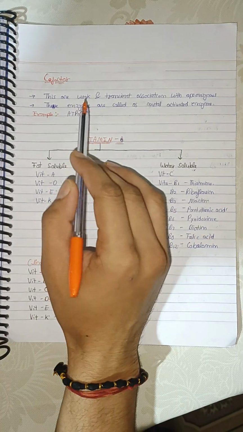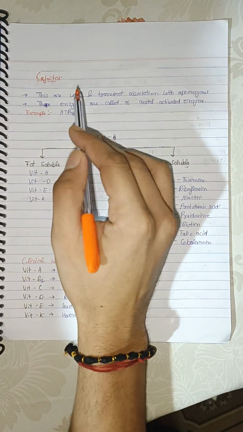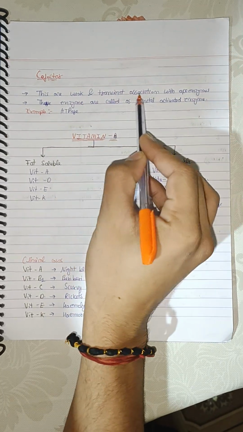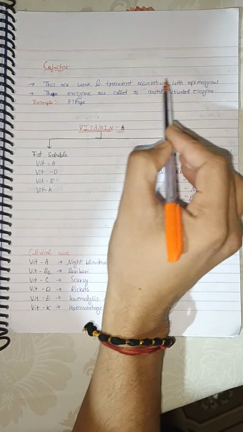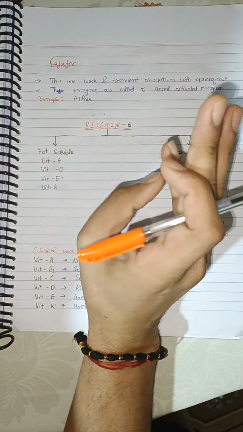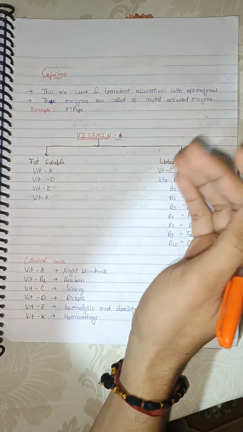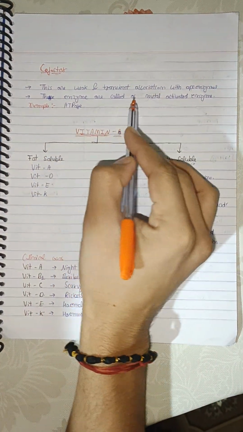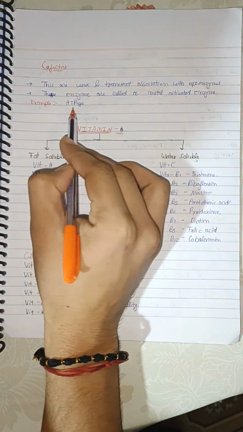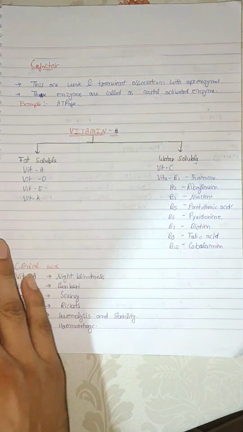So the next topic is cofactor. What is a cofactor? It is a weak and transient association with apoenzymes. Apoenzymes are divided into prosthetic groups and coenzymes. Prosthetic groups are those which are non-metallic ions. But for cofactors, these enzymes are also called metal activated enzymes. An example is ATPase.